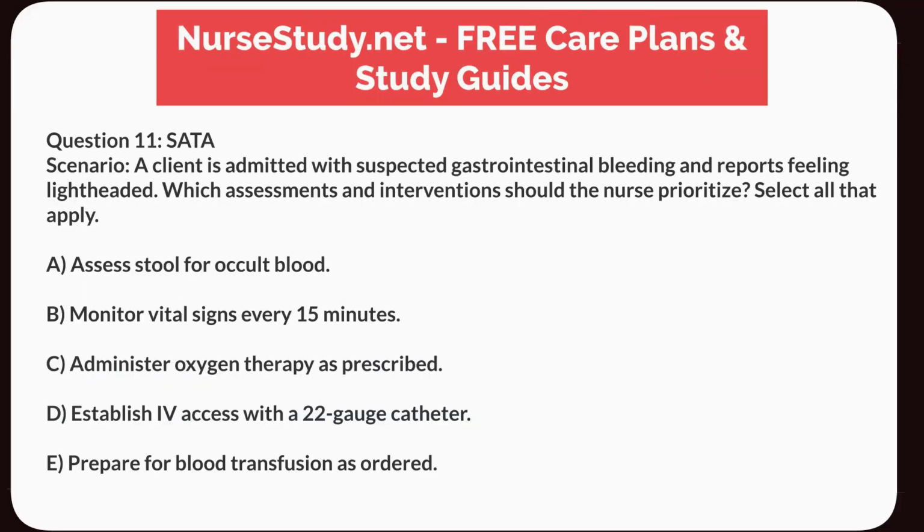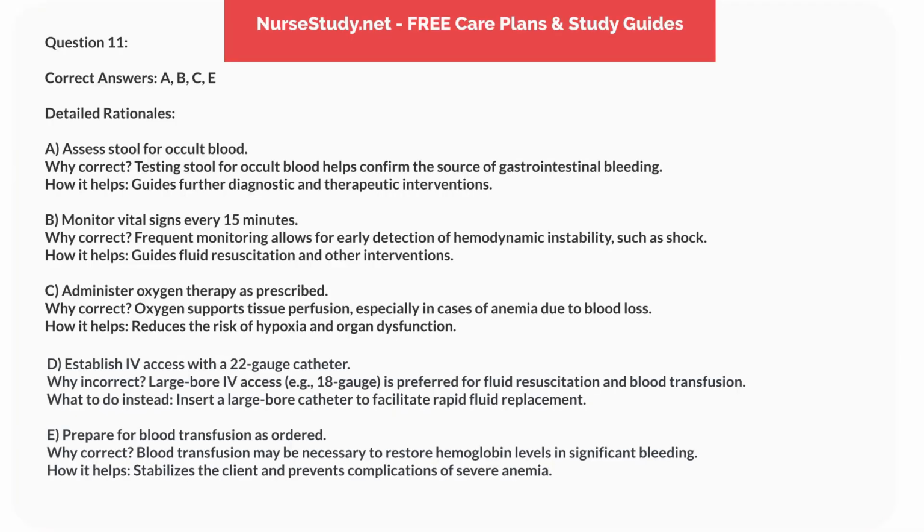Question 11, SATA. Scenario: a client is admitted with suspected gastrointestinal bleeding and reports feeling lightheaded. Which assessments and interventions should the nurse prioritize? Select all that apply. A. Assess stool for occult blood. B. Monitor vital signs every 15 minutes. C. Administer oxygen therapy as prescribed. D. Establish IV access with a 22-gauge catheter. E. Prepare for blood transfusion as ordered. Correct answers: A, B, C, E.